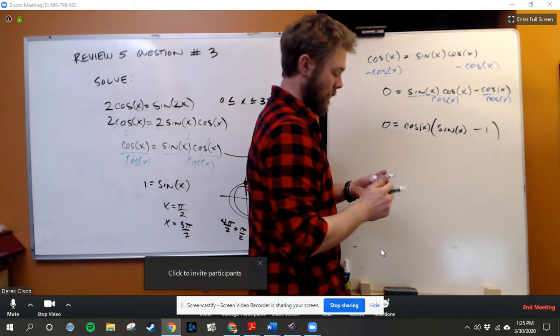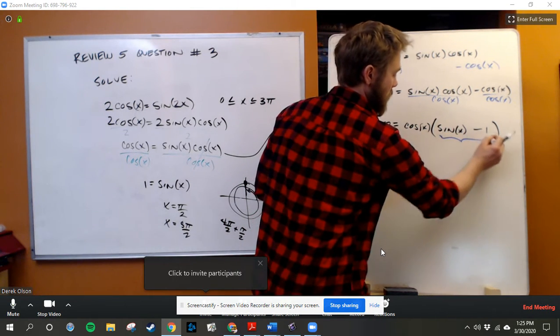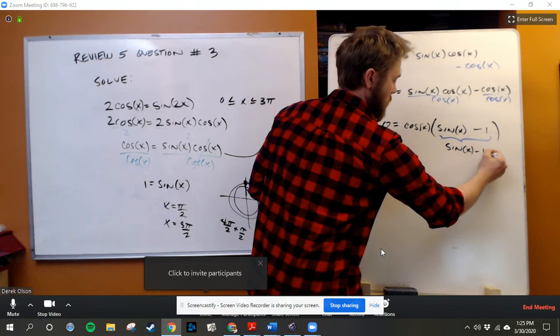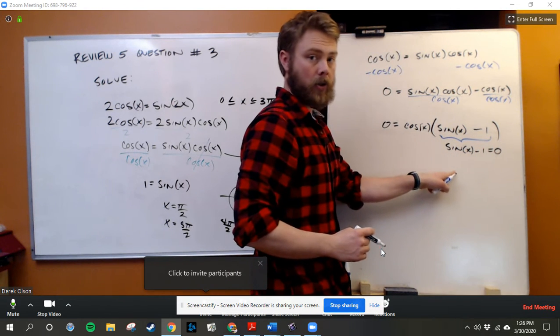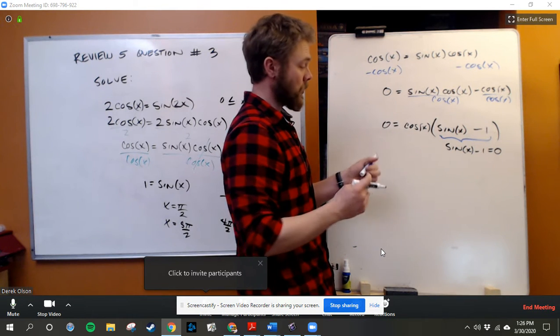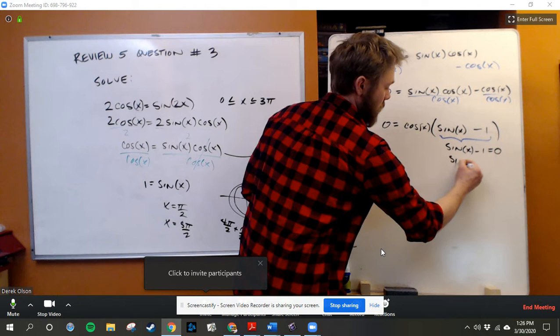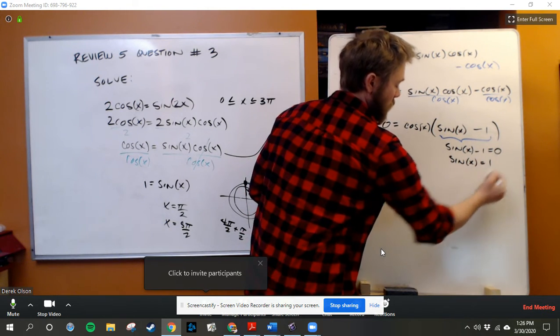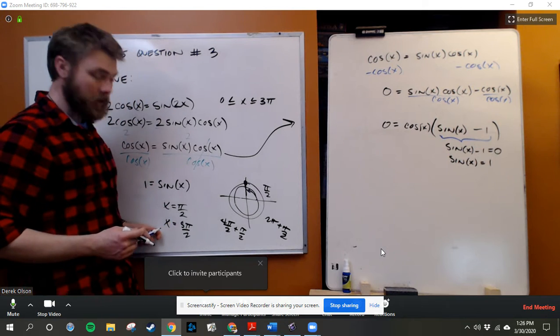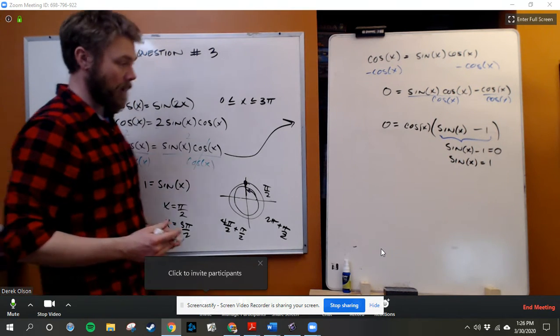Now, if we take this factor, if that's equal to 0, then since it's multiplying, the whole thing will be equal to 0 and it'll be true. So let's solve this one. Sine x equals 1. And we discussed this in the previous method. There are two answers, pi over 2 or 5 pi over 2.